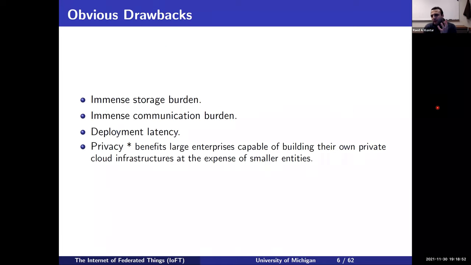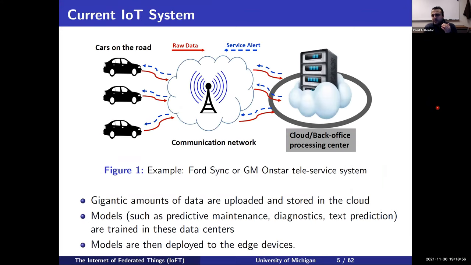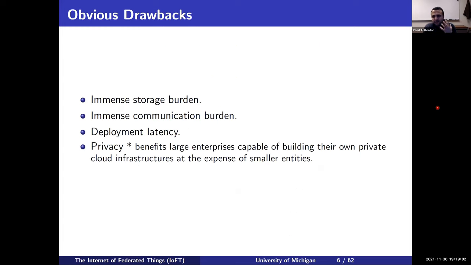But what are some obvious drawbacks of such a system? First of all, as we collect more and more data, and the frequency of this data becomes larger and larger, the amount of storage needs becomes huge and very costly. Sometimes it exceeds what any processing center can hold.